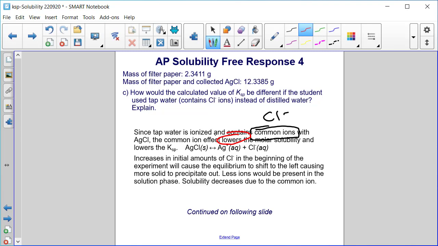Increases in initial amounts of chloride in the beginning of the experiment will cause the equilibrium to shift left, causing more solid to precipitate out. Less ions would be present in the solution phase. Solubility decreases due to the common ion. So we would expect a lower solubility and therefore an even smaller value of Ksp to be calculated.